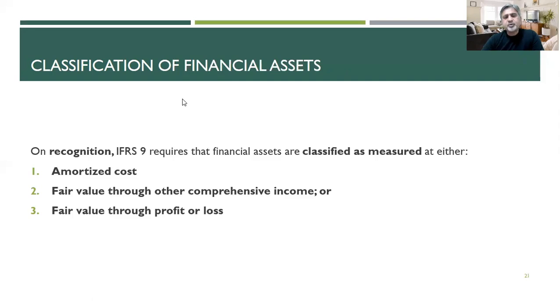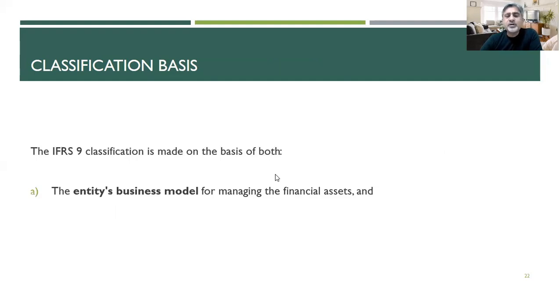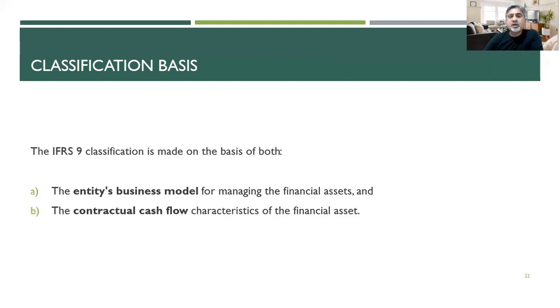So there are two criteria, there are two conditions which we need to see. What are those two conditions? IFRS 9 classification is made on the basis of both. Both means that there are two conditions. Number one is called the entity's business model.